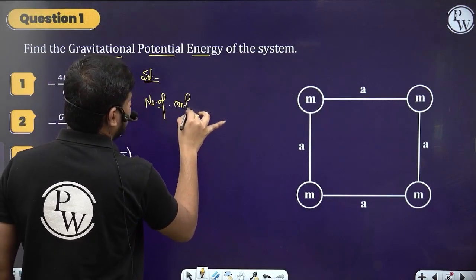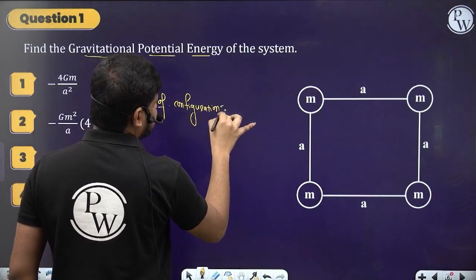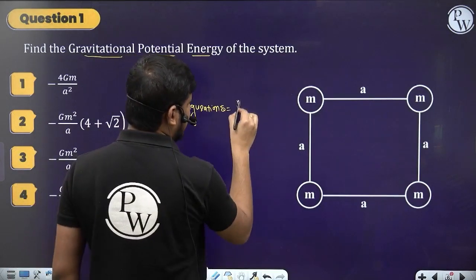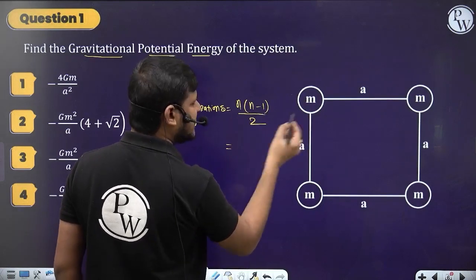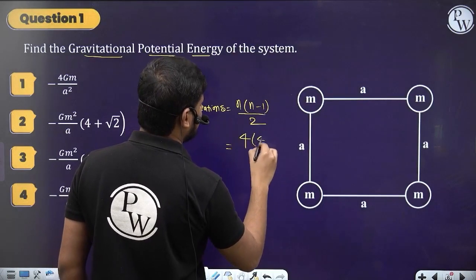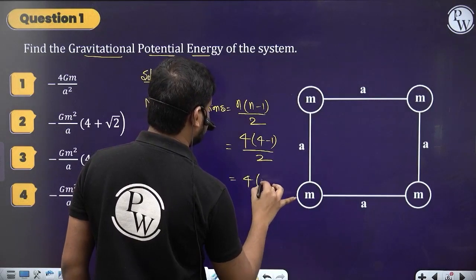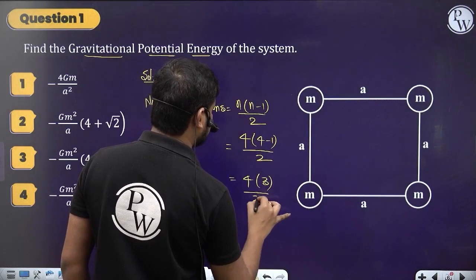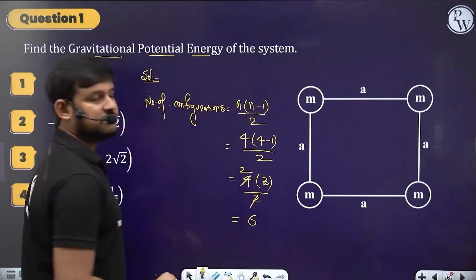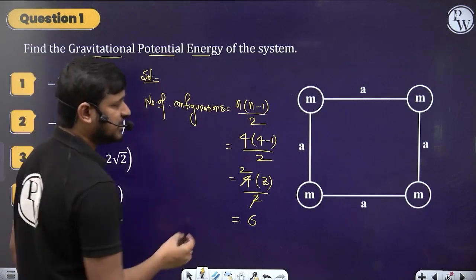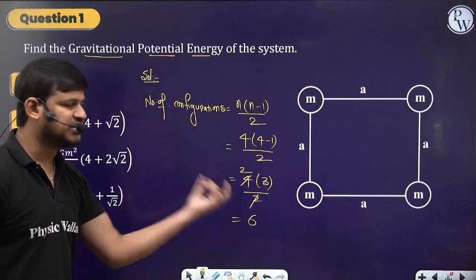How many configurations exist? The number of configurations will be equal to n into n minus 1 by 2. So here, how many masses are there? N is 4. 4 into 4 minus 1 by 2, which is 4 into 3 by 2. So 2 ones are 2, 2 twos are 4, so 6. That means the gravitational potential energy will be due to 6 configurations.